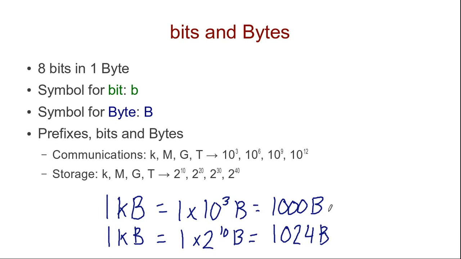So what does K mean? Well, it unfortunately depends upon the context, whether we're talking about communication systems or storage systems. If we're just dealing with approximate values, then it doesn't really matter, because as we see that 1000 and 1024 are about the same. But if we want to be precise, then we need to know whether K is 10 to the power of 3 or 2 to the power of 10.